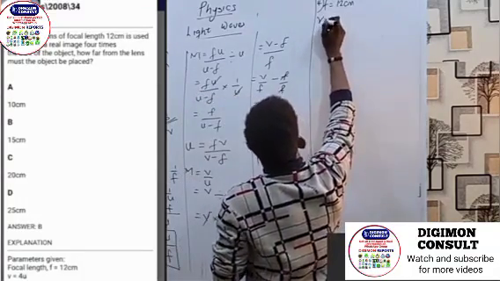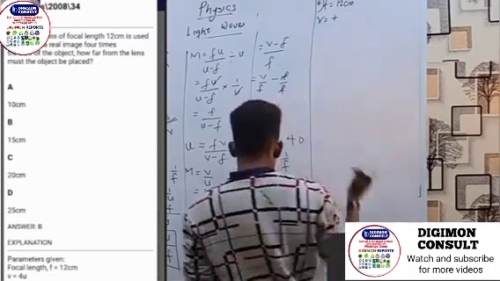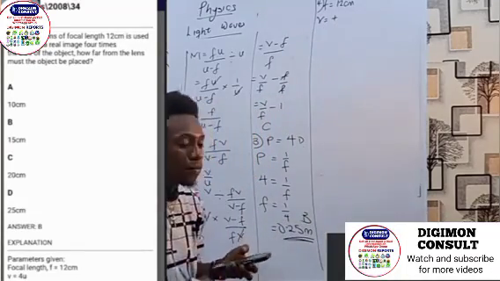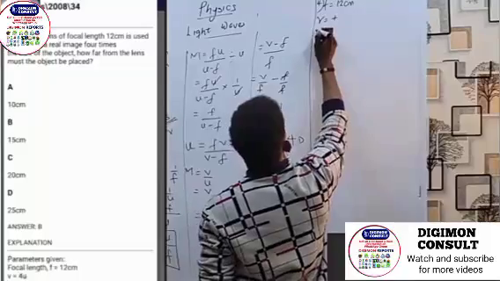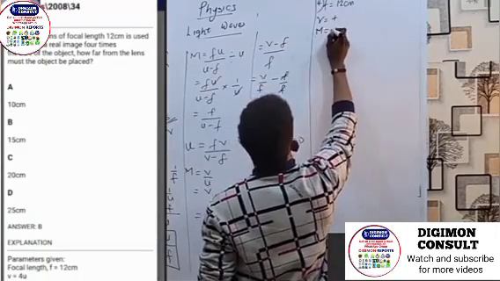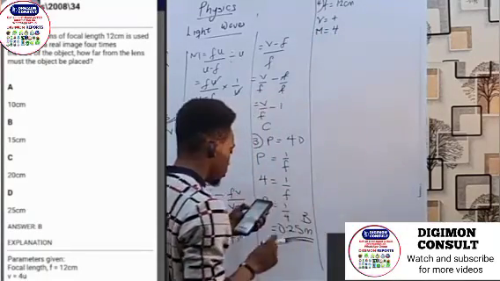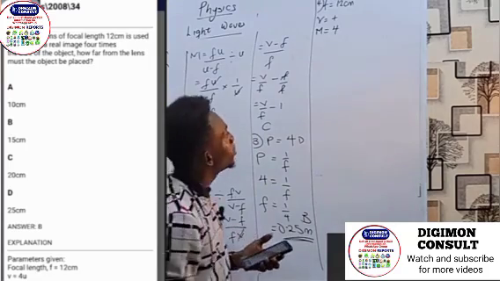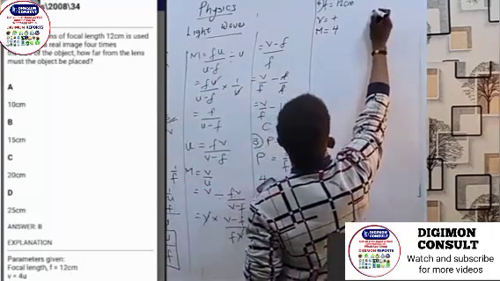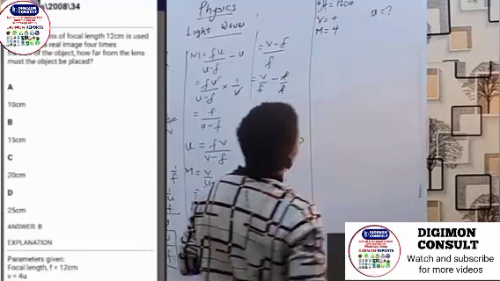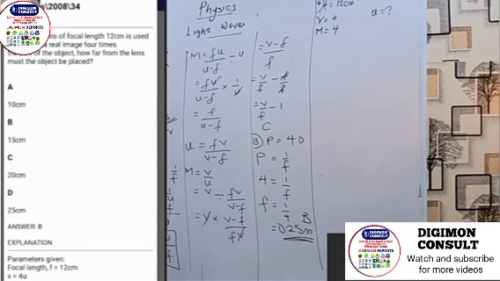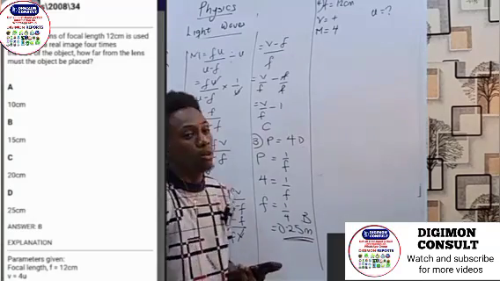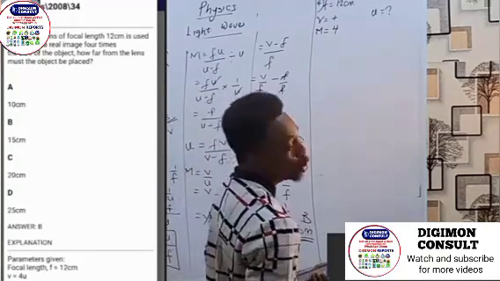A real image. Real images are also positive. So a real image 4 times the size of the object. I mean, my magnification is 4. The question now is, how far from the lens must the object be placed? They're asking us for the object distance. Now, if you look at this question, it's like, how do I begin? You can simply ask yourself, okay, what are my formulas? I want to get U.